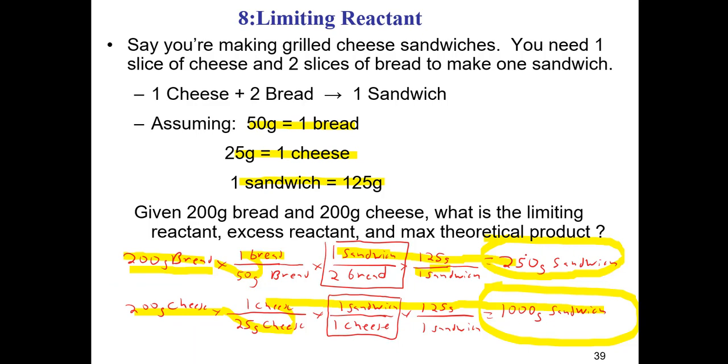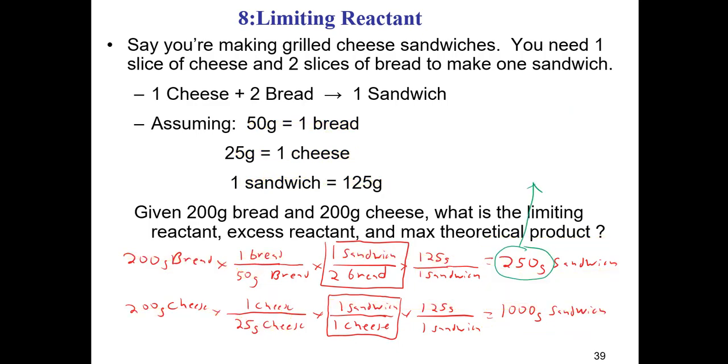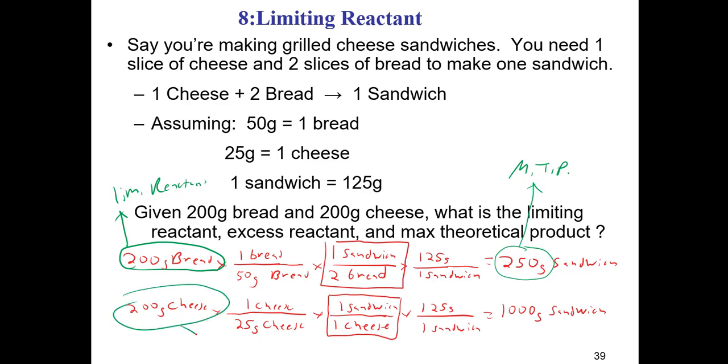The next thing you need to do is figure out which one of these is the limiting, which one is the excess, and which one is the maximum theoretical product. The smaller number is going to be the maximum theoretical product. I know it's counterintuitive, but it's the maximum that you can produce, since the starting bread is going to be the limiting reactant. Now, it turns out we have a lot more cheese than we need, so then the cheese is going to be the excess reactant.